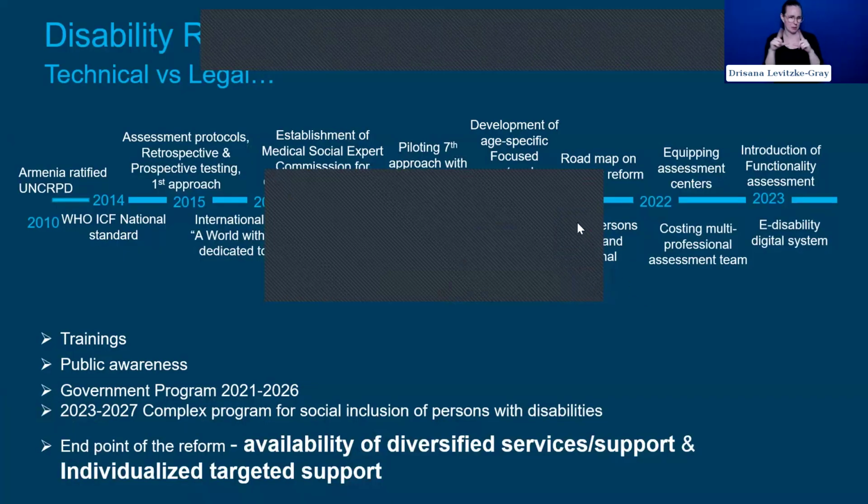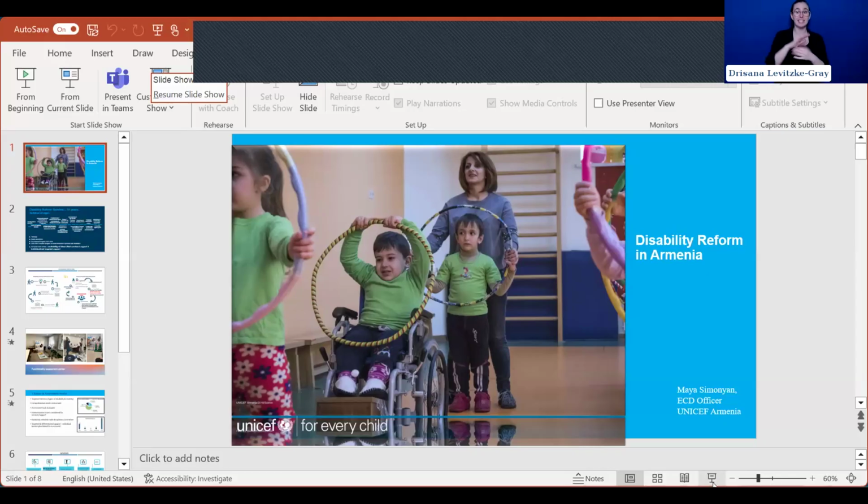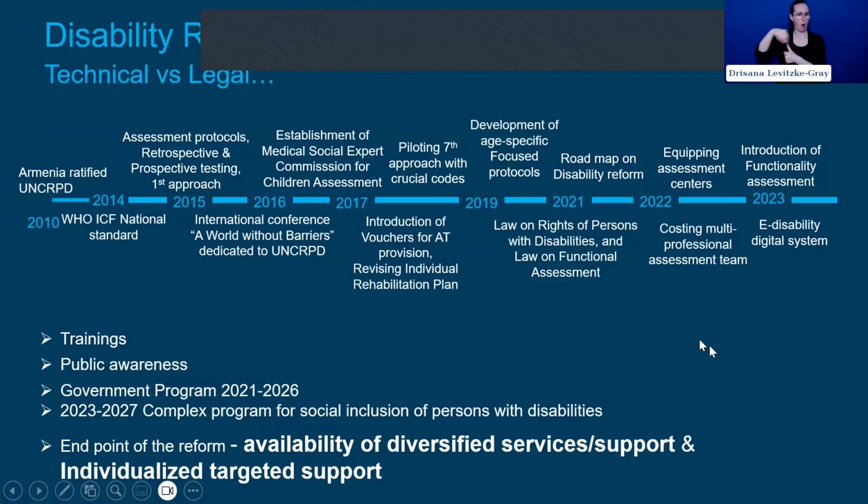So, the disability reform in Armenia. The disability reform in Armenia actually started with the ratification of the UN Convention on the Rights of Persons with Disabilities back in 2010. Then in 2015, we started working on the development of the assessment protocols for disability assessment. And actually, it took us about 5 years to come up with the final disability assessment protocols.